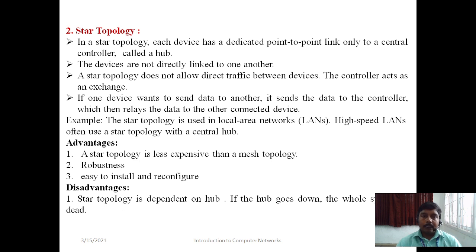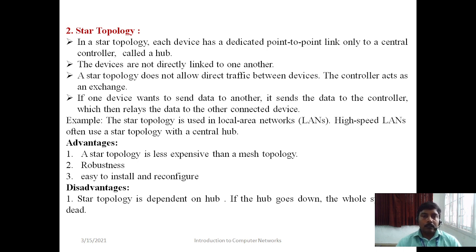A star topology does not allow direct traffic between devices. The controller acts as an exchange, so the central hub plays the important role. If one device wants to send data to another, it sends the data to the controller, which then relays the data to the other connected devices. So whenever a sender sends data to the destination, instead of connecting directly to the destination, it goes to the hub. The central controller takes the responsibility to forward the information to the destination.